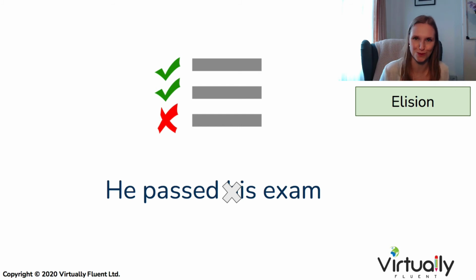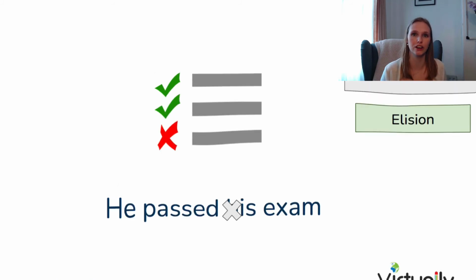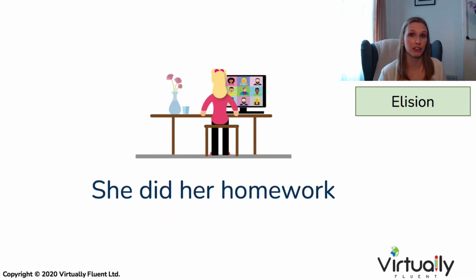This only tends to happen when the word beginning with H is a pronoun, because if it's a really important word like a noun or an adjective, we obviously don't want to eliminate the H. So his is her. For example, she did a homework. Here, the homework, because it's a noun, does need that H sound, but the pronoun her can eliminate the H.